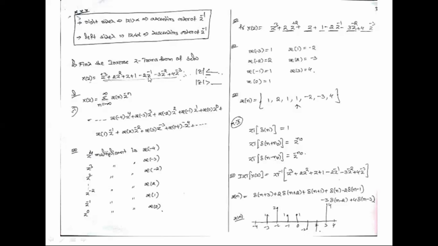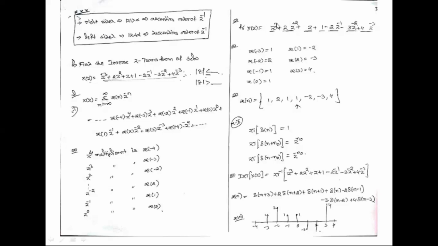And now the given function is z cube plus 2z square plus z plus 1 minus 2z power minus 1 minus 3z power minus 2 and 4z power minus 3. So x of minus 3 is here.